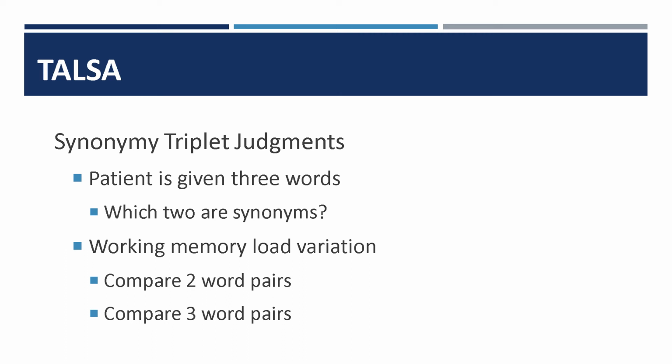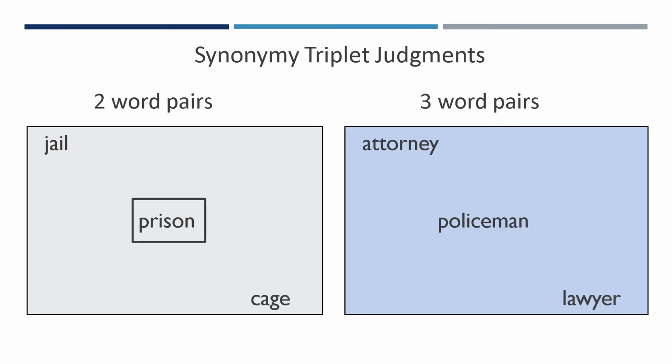This synonymy triplet subtest looks at verbal working memory by contrasting how patients do with comparing 2 pairs of words with 3 pairs of words. Here's an illustration. In the first version, the gray box on the left, the patient is asked to point to the word that is a synonym of the word in the box. In this case, the patient has to juggle two word pairs in their working memory in order to come up with the answer. They have to compare prison and cage and prison and jail.